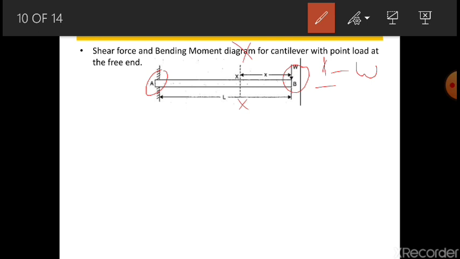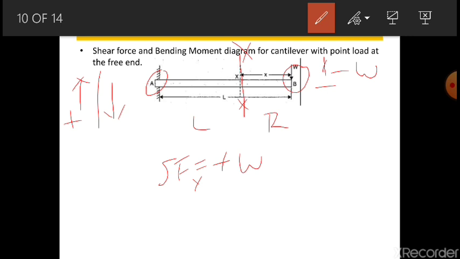Because we have taken the section here, the load is to the right hand side, this is left, right? So a right hand side downward force means what? It will be positive. If the left side upward force, it is positive, and right side downward forces will be positive. So what will be the force? It will be plus W for the shear force at x. Okay, so shear force at A will be how much?